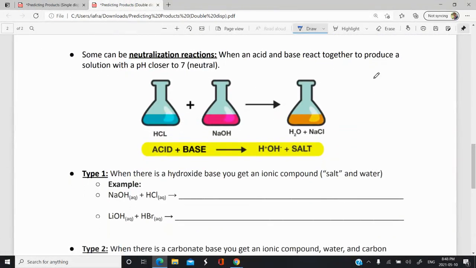In the next video, we're going to finish off double displacement reactions by taking a look at the neutralization reactions more specifically.